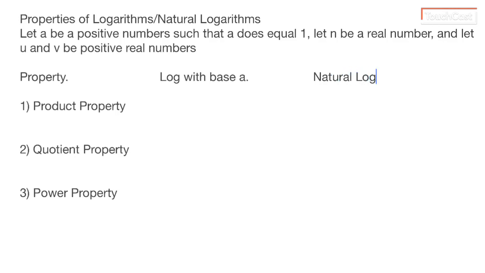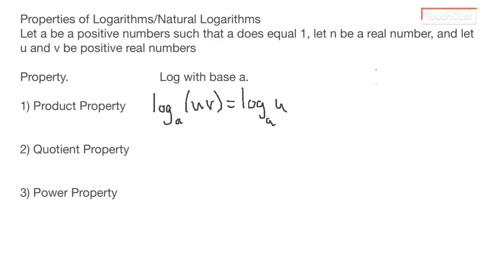So if we're looking at the product property of a log with base a, we're looking at if we have the log base a of u times v. That's going to equal the log base a of u, and I'm going to actually erase this natural log wording right here for now, plus the log base a of v. So we can rewrite it that way.